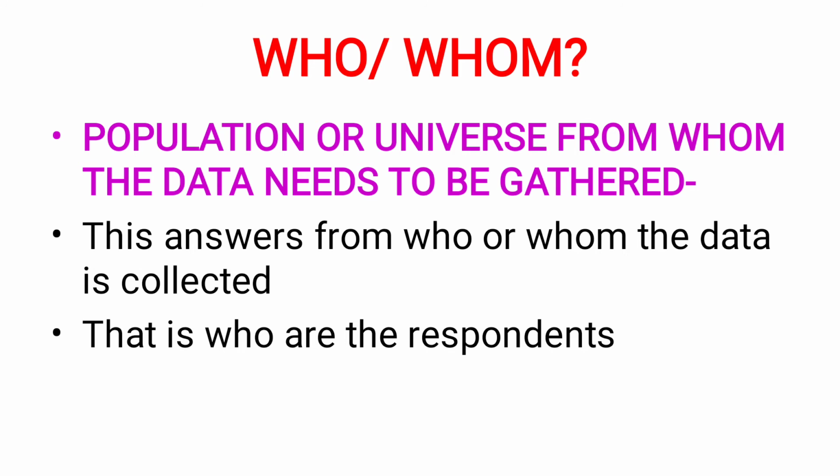Next, for who or for whom are your participants, the population or universe from whom the data needs to be gathered, the samples, from where you are going to select the samples. Suppose you are going to do a study for diabetes mellitus, the population should be patients who are having diabetes mellitus, and from them you are going to select the samples. So for whom you are going to conduct the study, that is who are your respondents. Respondents means your participants.